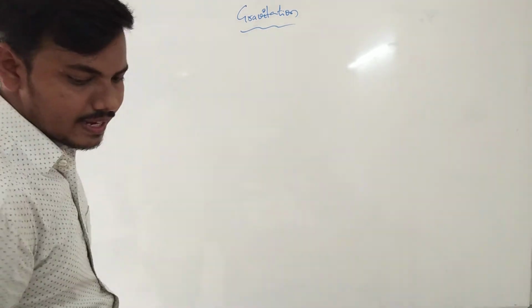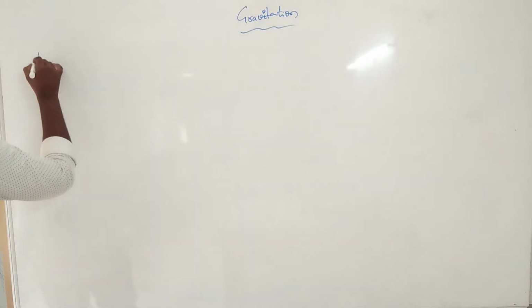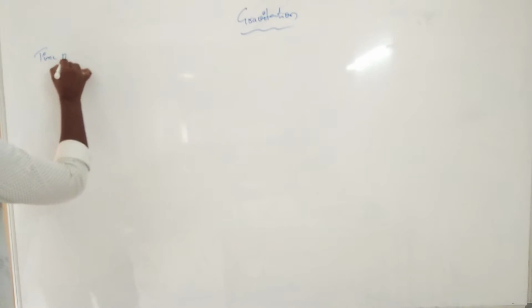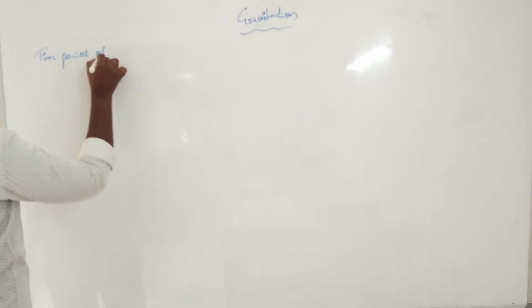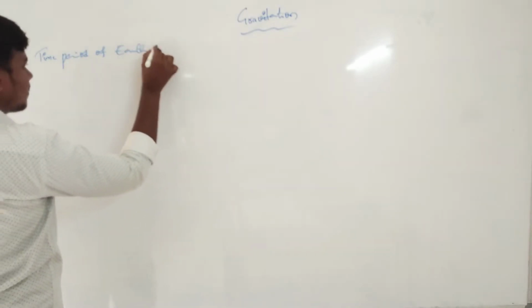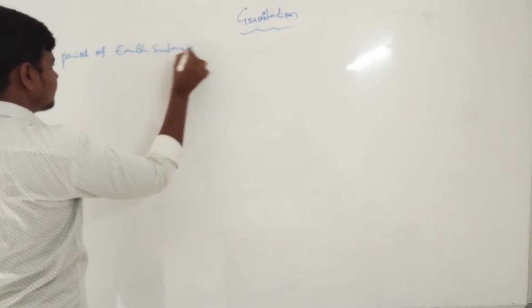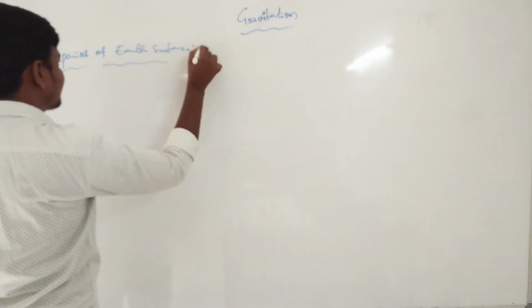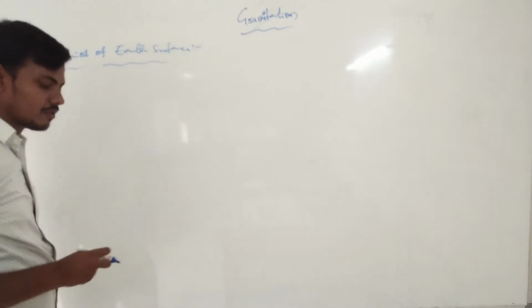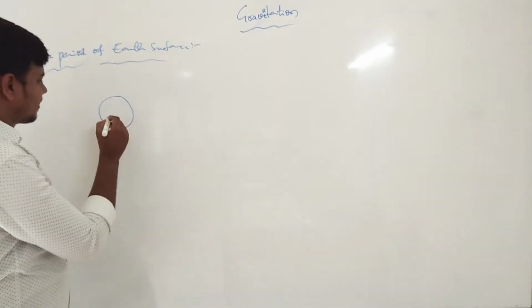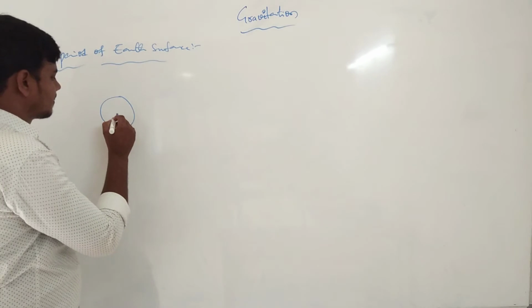The time period of Earth's surface. Now, what is the time period we can represent? Here we know the surface of the Earth. This is the Earth's surface. This is the center point, the nucleus point.